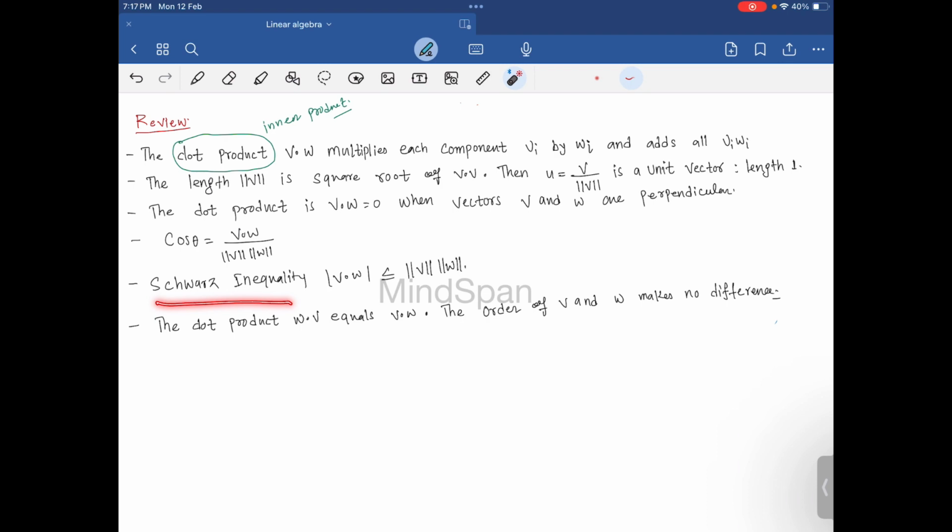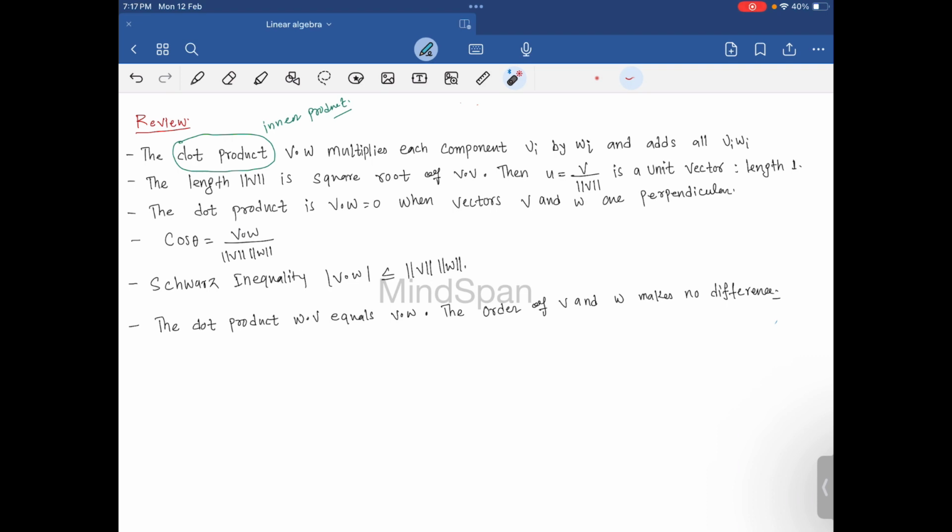And this is the Schwarz inequality, which tells that if you take the absolute value of the dot product, then it would be less than or equal to the product of the individual lengths of those vectors. So not important, but still good to have. And one more point is that whether you compute w dot v or v dot w, both are going to be the same. The order of the dot product is not going to change the end result, right? So that was the summary of the last lecture, what we have seen so far.